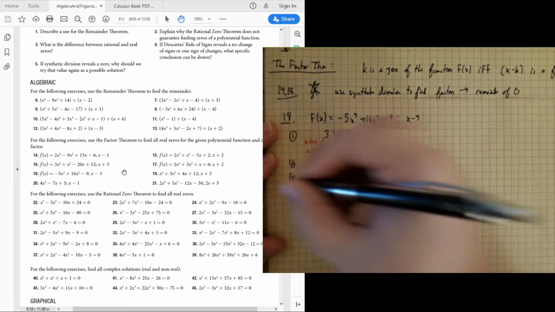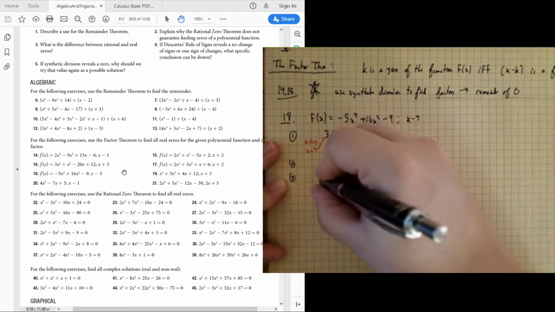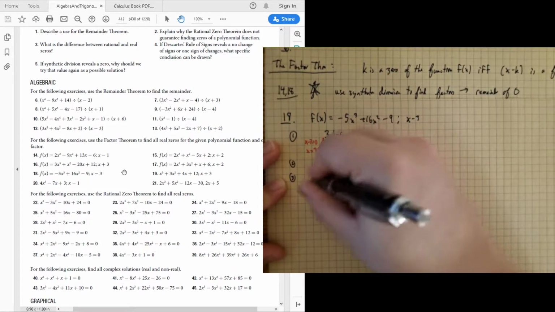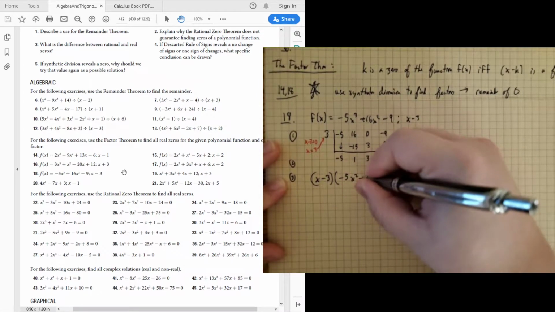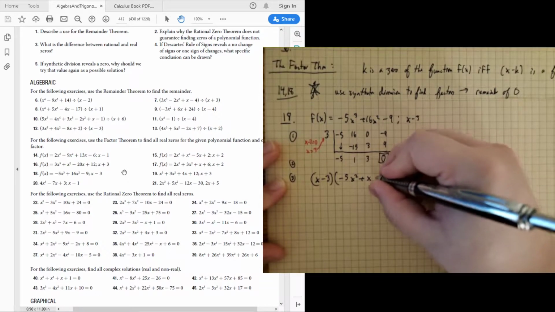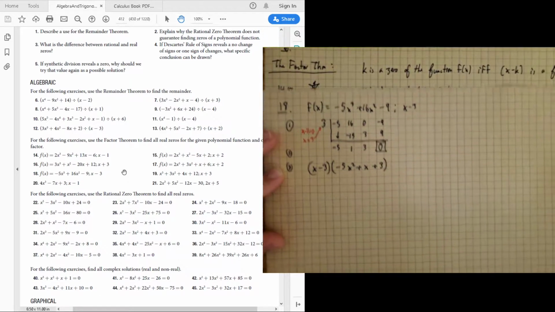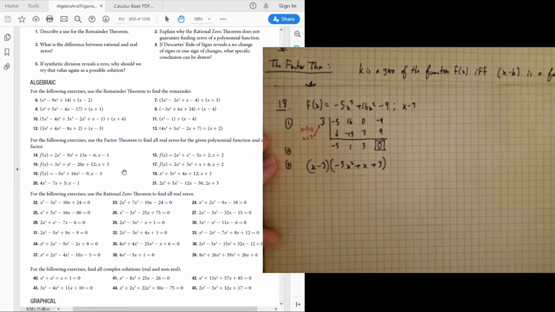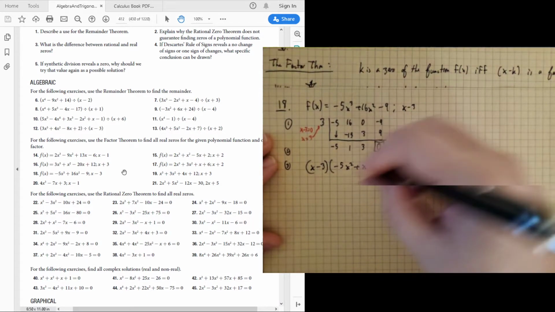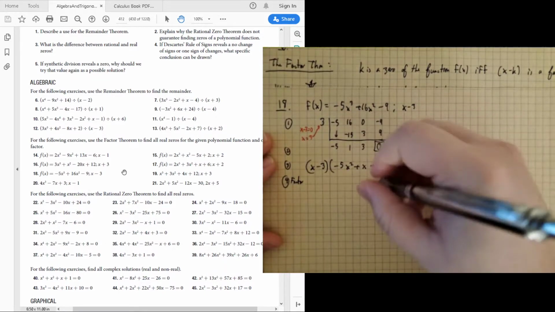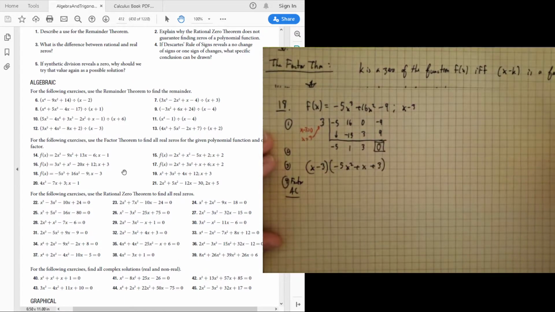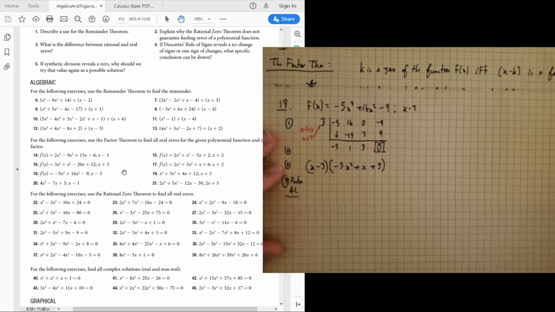So step 3. I rewrite using my x minus 3 and the quotient, which is negative 5x squared plus x plus 3. And now, just like before, I'm going to use the AC method. So we need to factor this. AC is not the only method. Remember, there are other methods you can use to factor these kinds of functions. It's just the one I prefer. So there I'm using it.